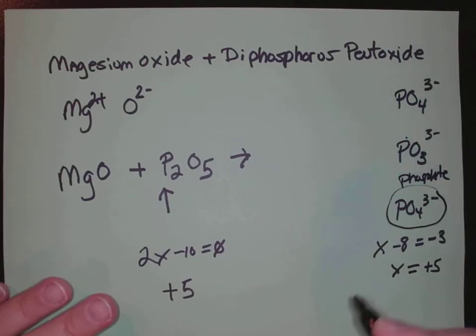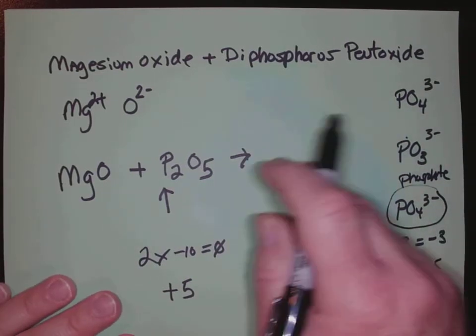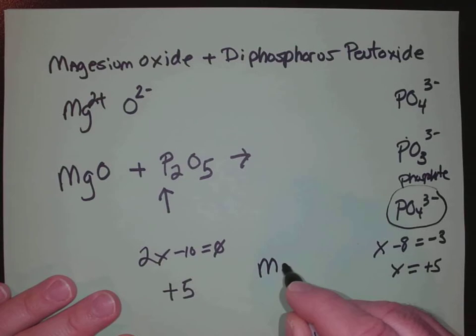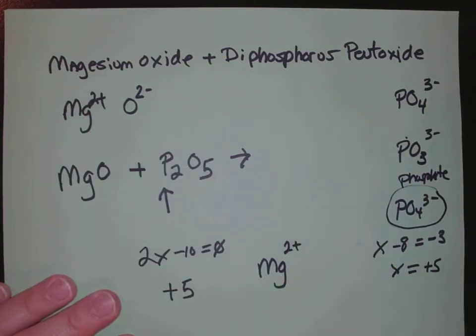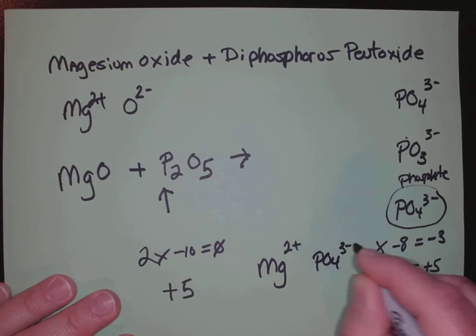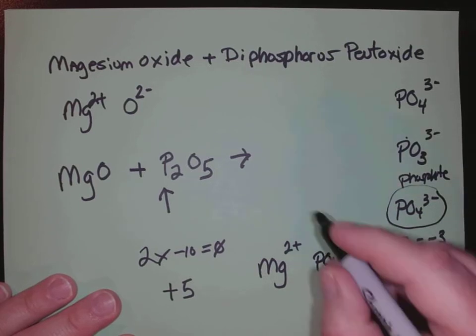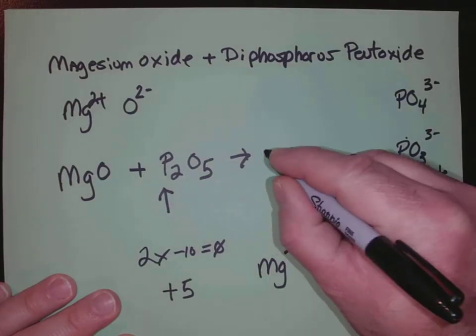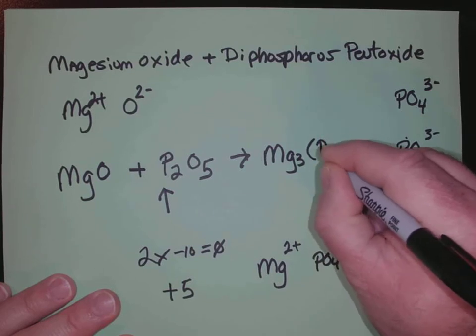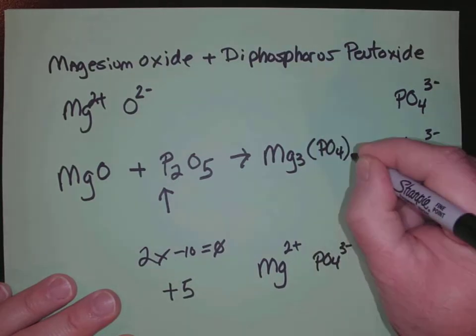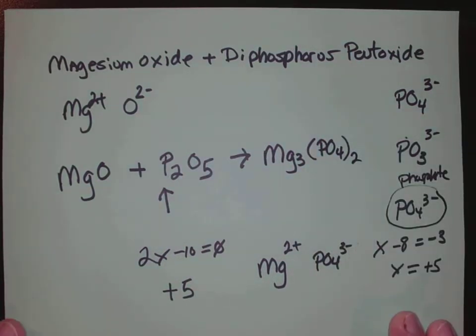So our ionic compound is going to be composed of magnesium, which still has the same 2+ charge, and phosphate, PO4 3-. So when I write these two together, I have to crisscross the charges, right? So we get Mg3(PO4)2. All right, now this one is not in balance.